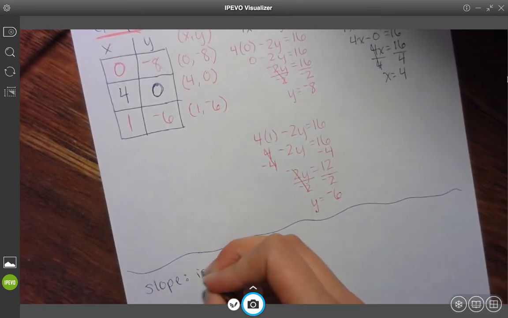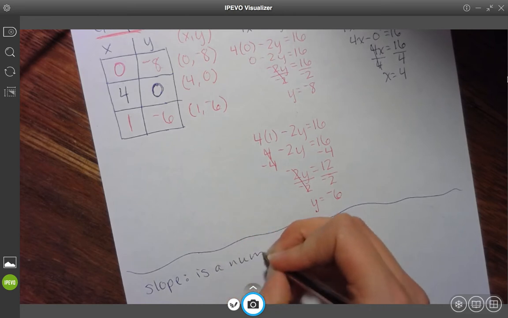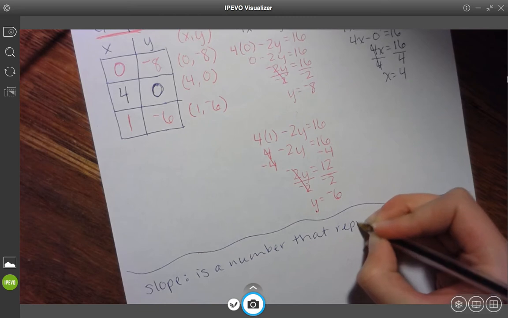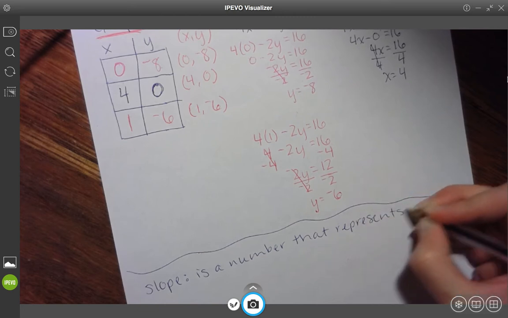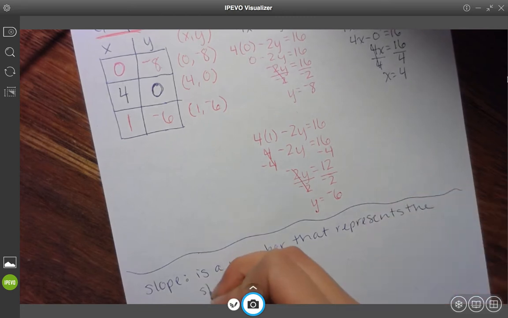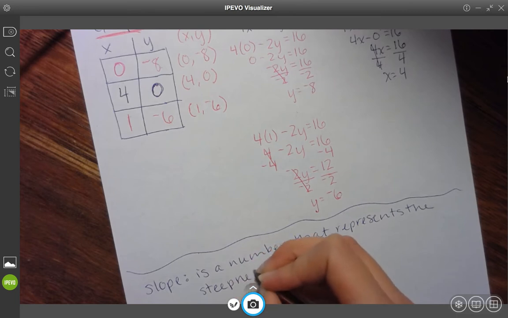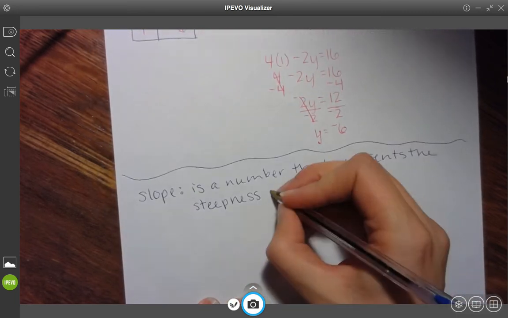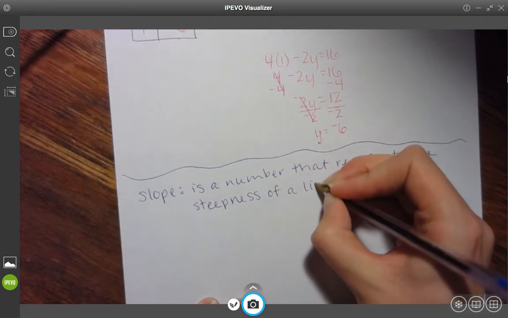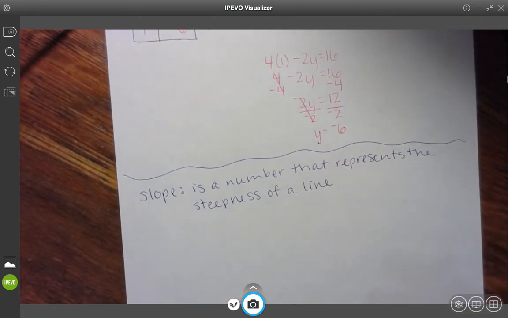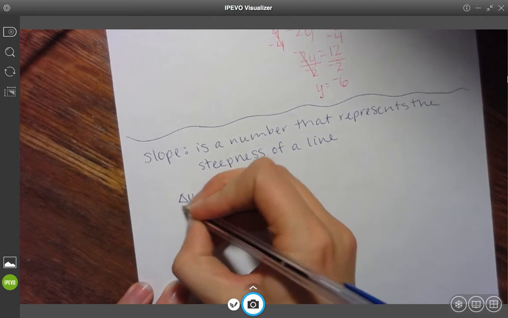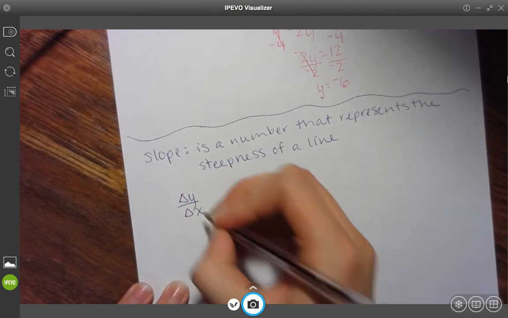So slope is a number that represents the steepness of a line. Okay? It's not a point. You're giving me a single number if you're giving slope. And there are 3 ways that we have kind of talked about slope. So slope is your change in y over your change in x.